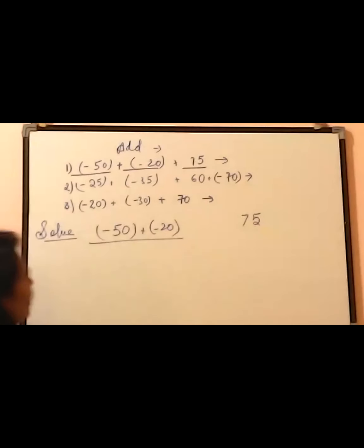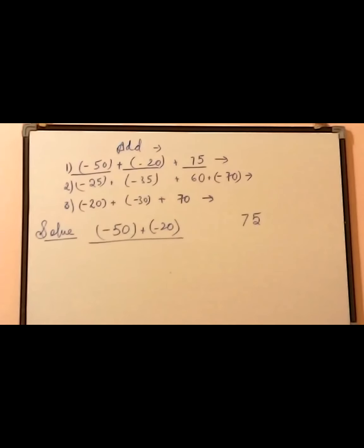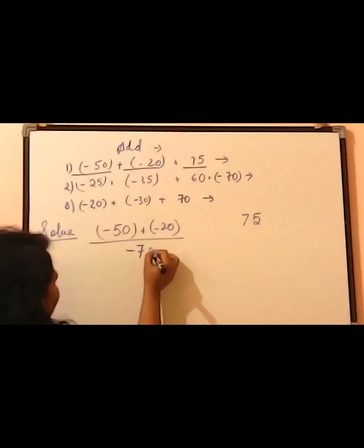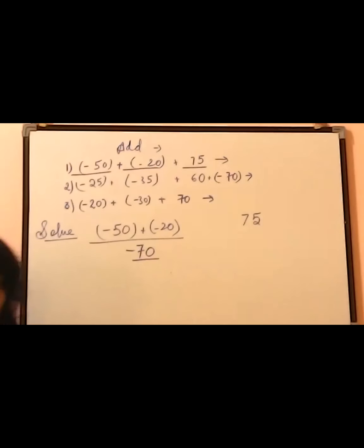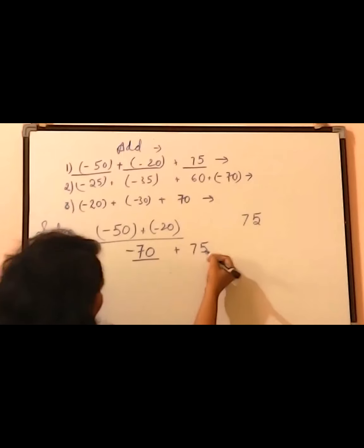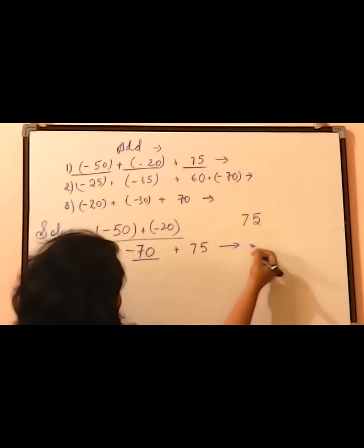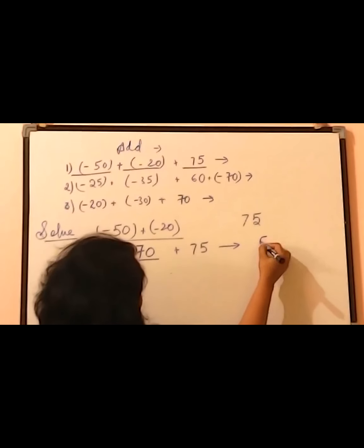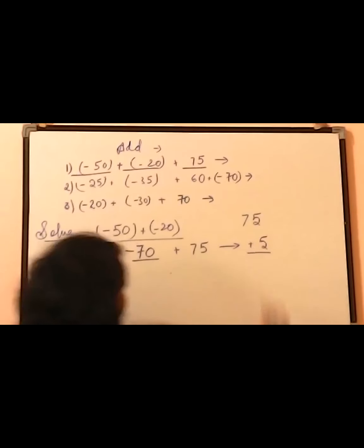Now you are knowing -50 and -20 both are same integer. Same integer means both are -1. So -1 means they will be added and answer will be coming -70. Okay. And another one, if you will find, that is +75. So one is positive, one is negative. If you will subtract both, the answer will be +5.